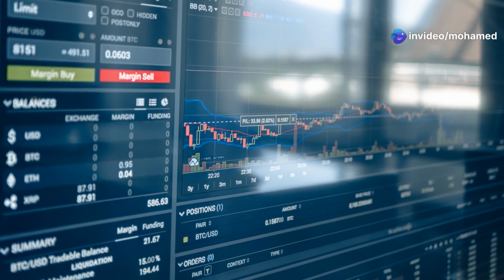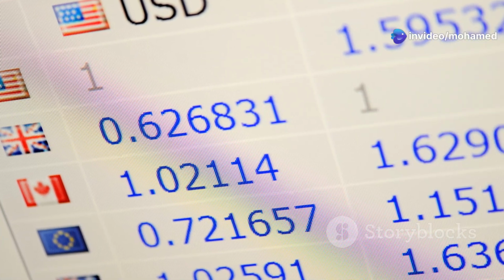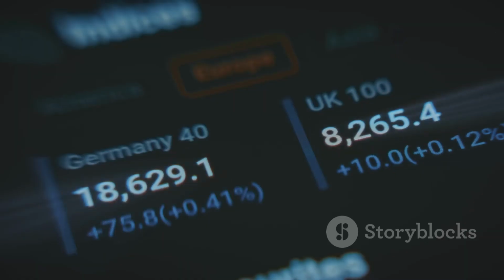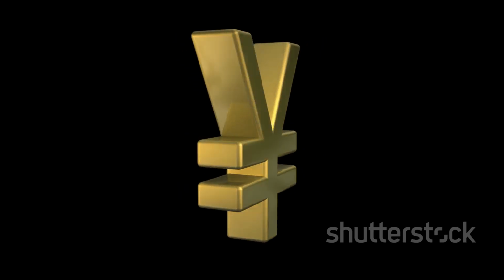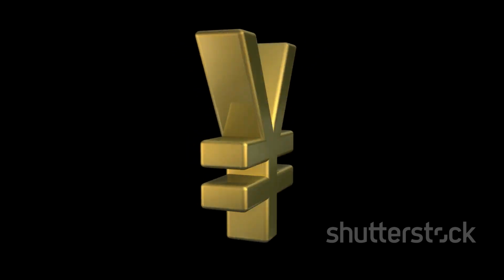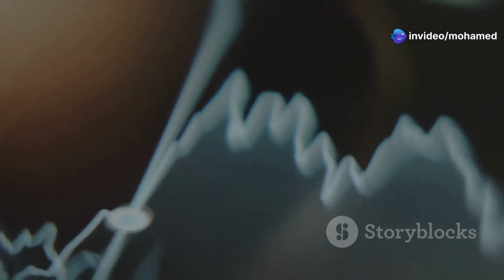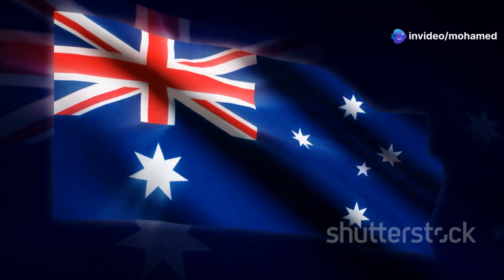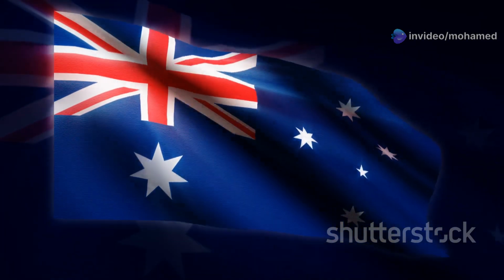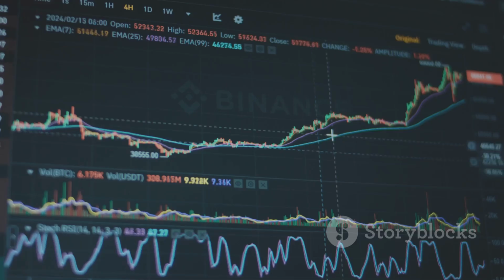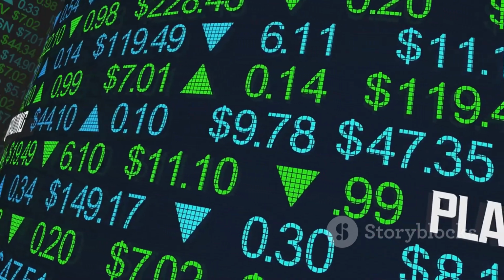Let's see some examples, folks. EUR-GBP, Euro versus British pound. This one is big for UK-Europe trade. EUR-JPY, Euro versus Japanese yen. GBP-JPY, British pound versus Japanese yen. This one can be quite volatile. AUD-JPY, Aussie dollar versus Japanese yen. These pairs have good volume too, but maybe a bit less than majors. Spreads might be a little wider.